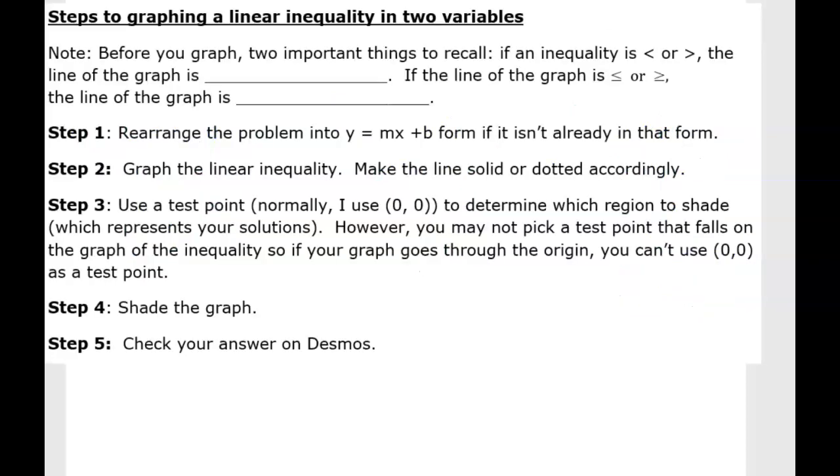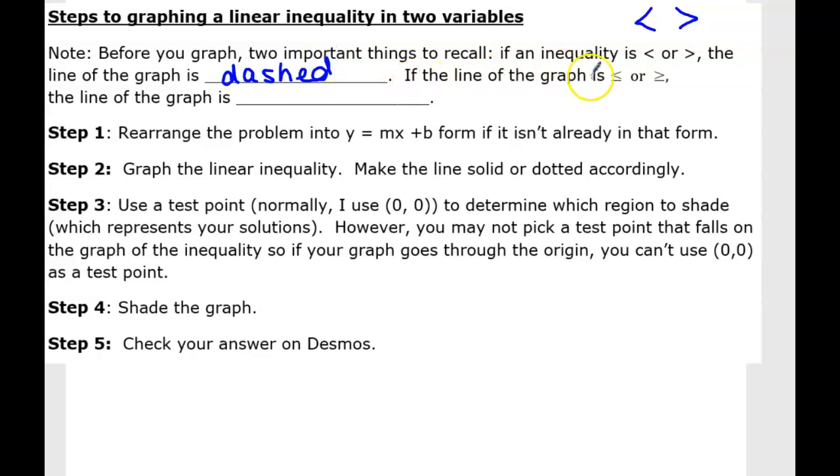All right, so we want to start to graph linear inequalities. Before we graph, there's two important things you recall. So if you remember, the inequality is less than or greater than. Notice there's no equal sign. The line of the graph is going to be dashed. Like when we had it on a number line, we said it was an open circle. Now we're going to be graphing a line. So we're not going to have an open circle. Instead, we're going to have a dashed line.